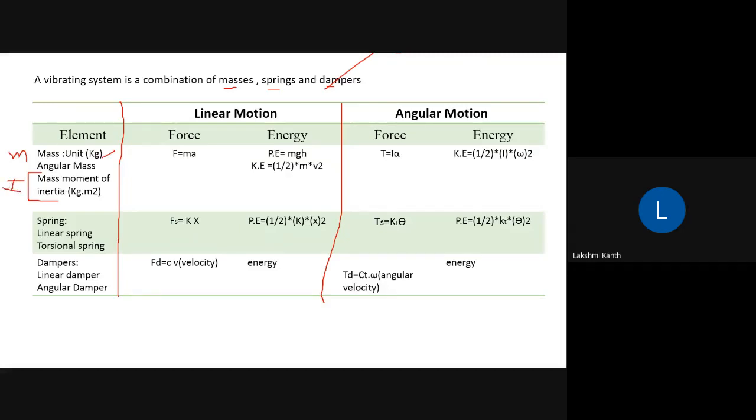Okay, so this is important, right? The mass indicates the availability of energy. If it is linear motion, all the longitudinal vibrations and transverse vibrations come under the linear category, and the torsional vibrations come under angular motion. Why? Because there is motion in terms of angle. These are the rectilinear ones, and those are the angular motion.